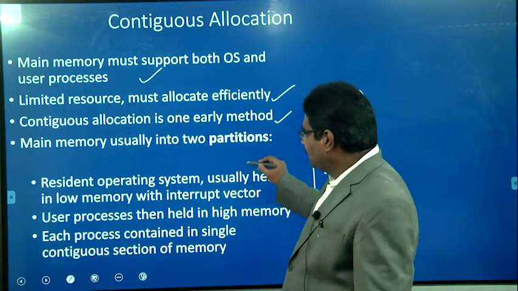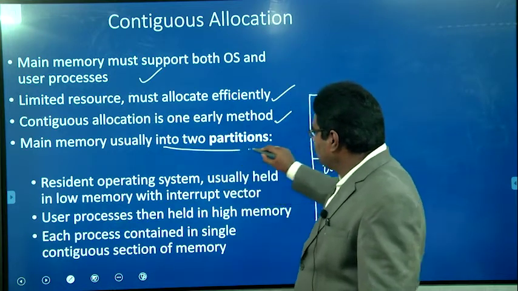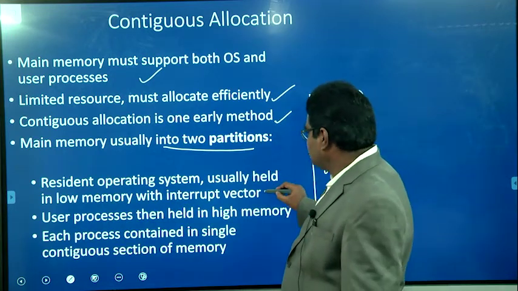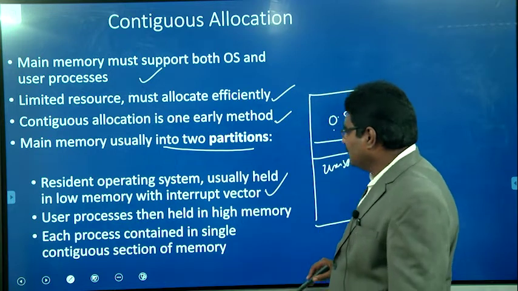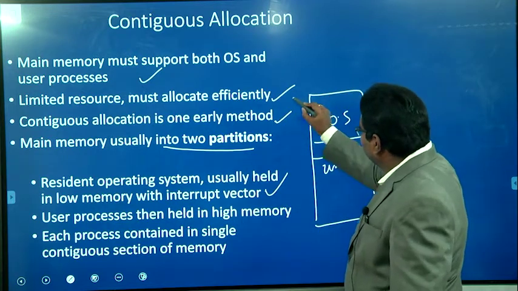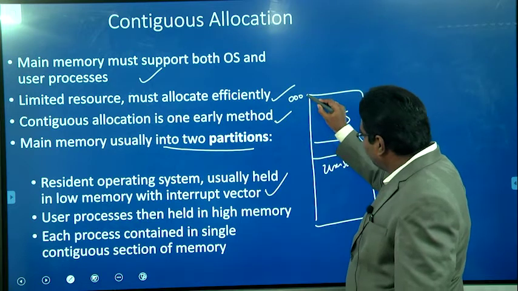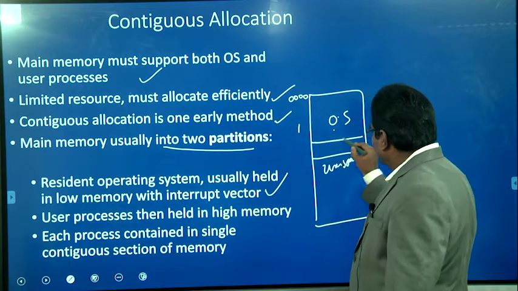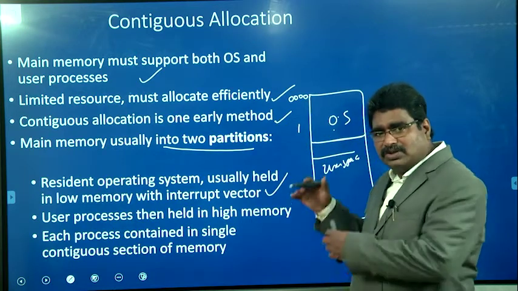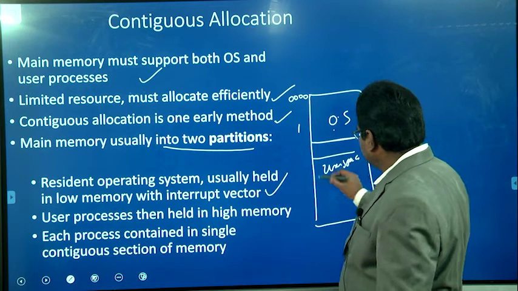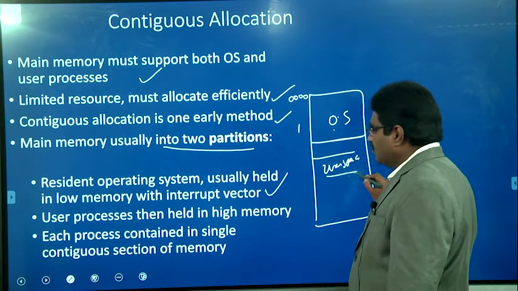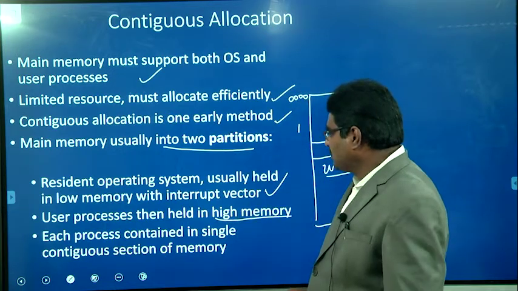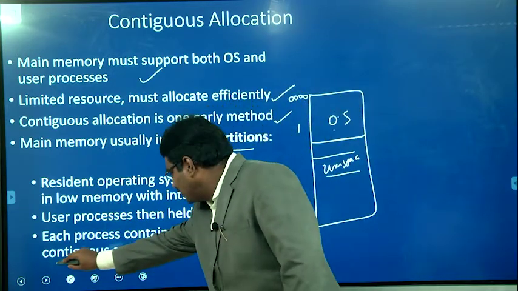the particular process. Already we know that main memory is usually divided into two partitions. One is the operating system and another one is the user space. The operating system is usually held in the lower memory, along with the interrupt vector. What is the meaning of lower memory? We are assuming the total space is available. In that, the first partition, starting with zero, is allocated to the operating system, and the remaining is allocated for the user processes. User processes are then held in the high memory, and each process is contained in a single contiguous section of memory.